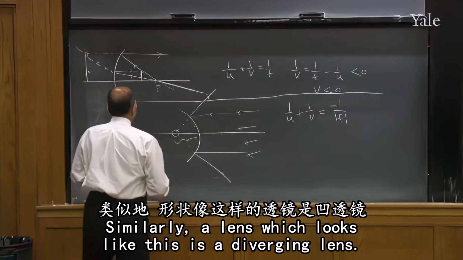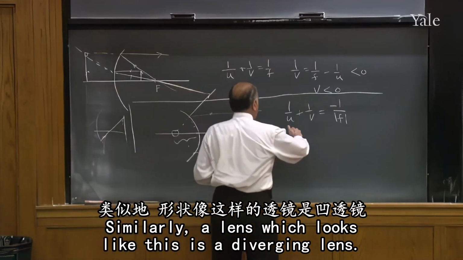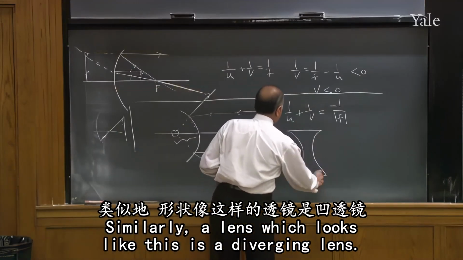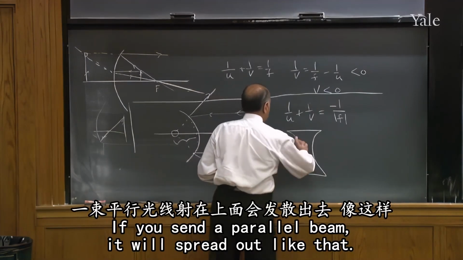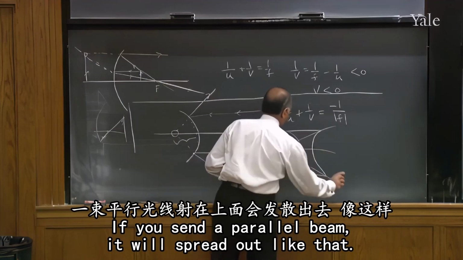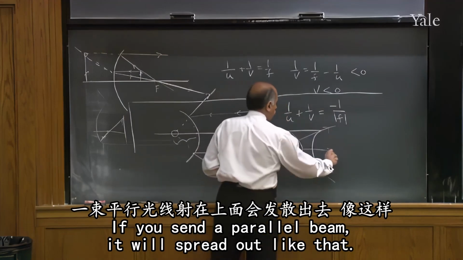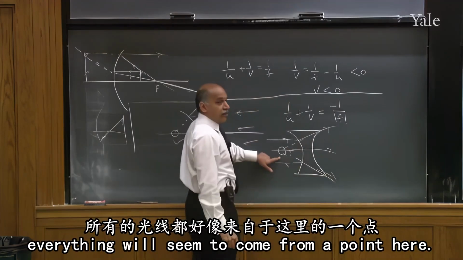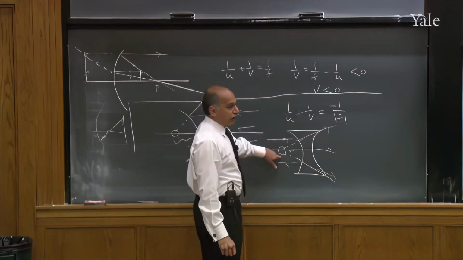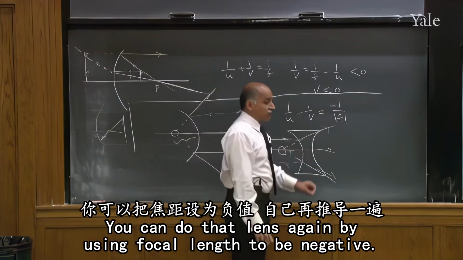Similarly, a lens which looks like this is a diverging lens. If you send a parallel beam, it will spread out like that. But to a person on the other side, everything will seem to come from a point here. You can do that lens, again, by using focal length to be negative.